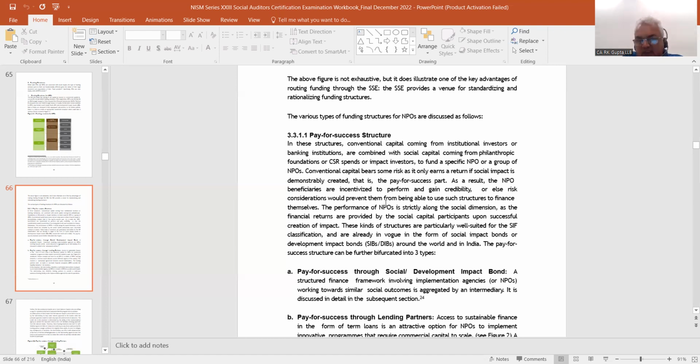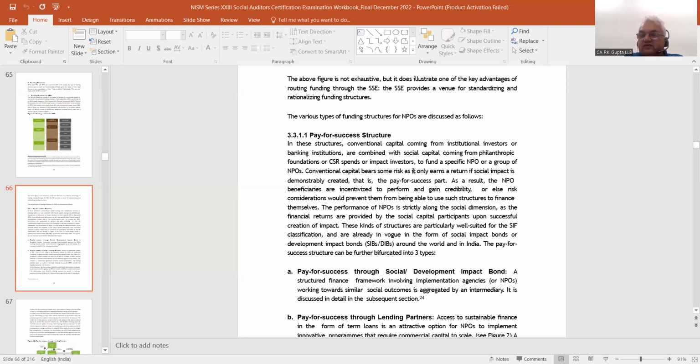And another could be the pay for success through social development impact bonds, something similar to the donation. So a structured finance framework involving implementation agencies or NPOs working towards similar social outcomes is aggregated by an intermediary. One NPO directly may not be able to get donations, so they may be aggregated. Suppose there are 10 NPOs working in, say, upliftment of the living standard of poor people. Then the intermediaries may aggregate such 10 NPOs, and then they may allot them the donations. That is the basic idea.